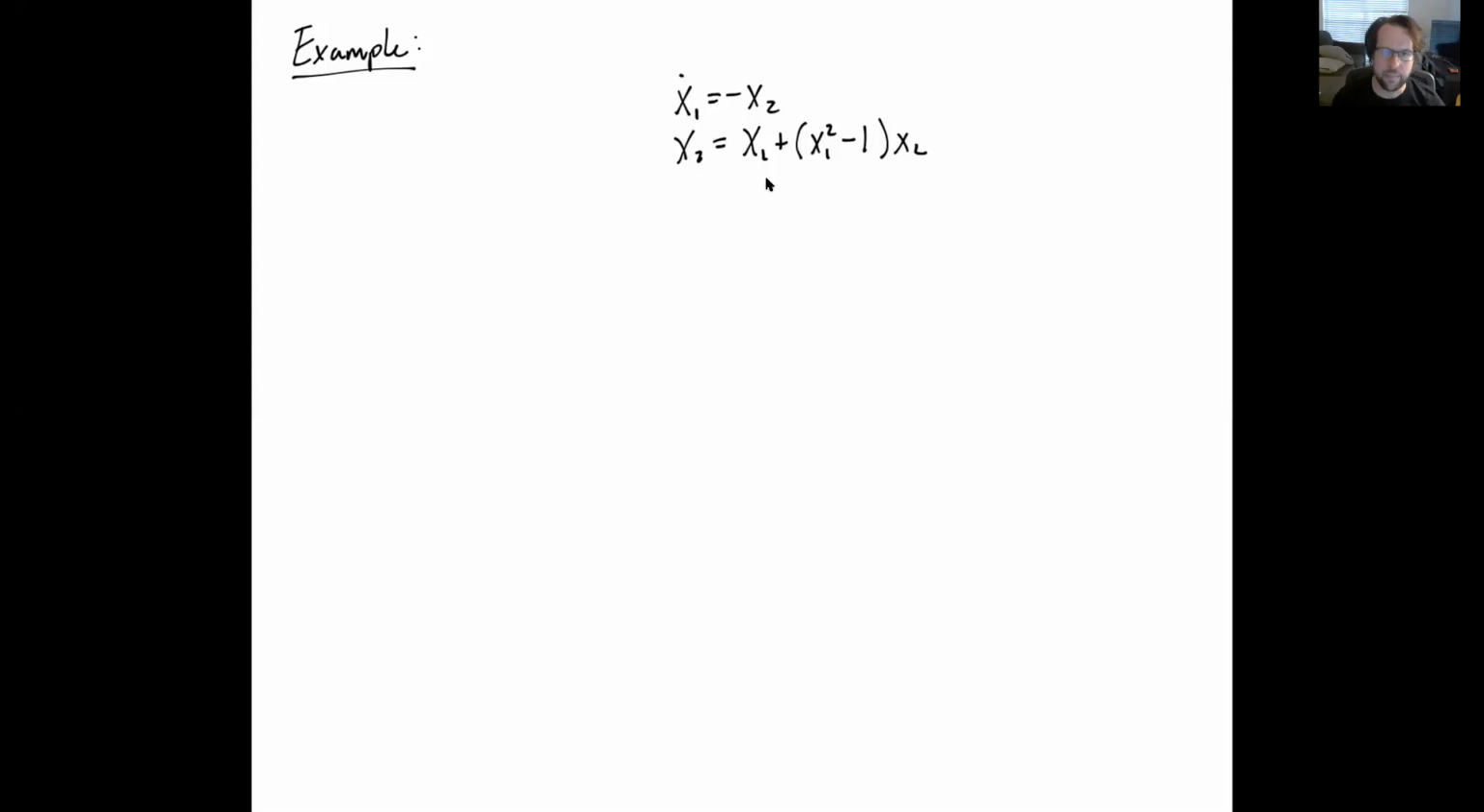All right, let's look at an example for the Lyapunov theory, approximating basin of attractions. So we're going to consider this.